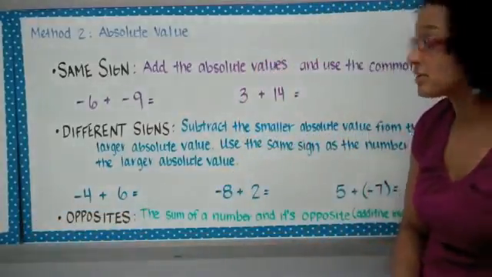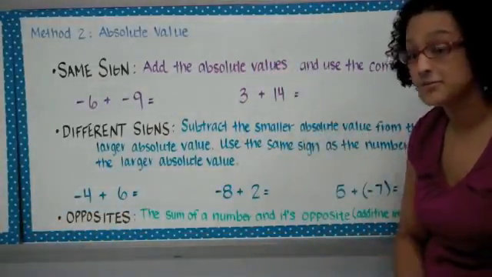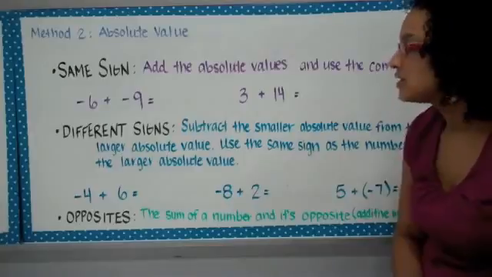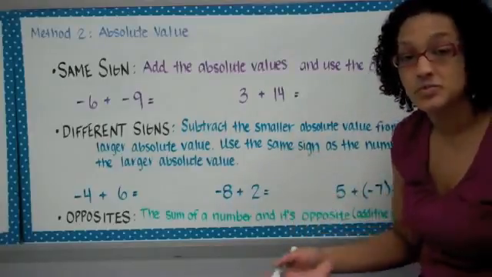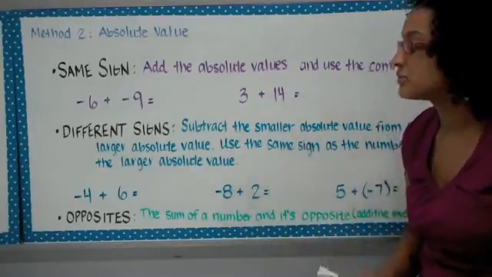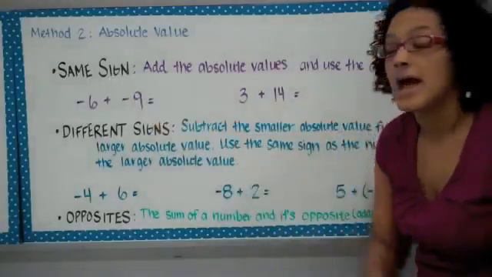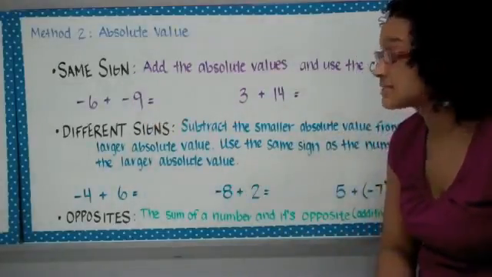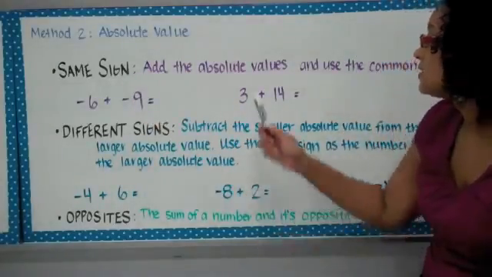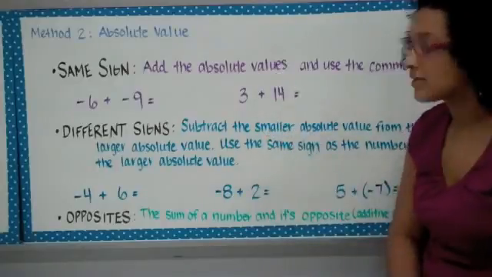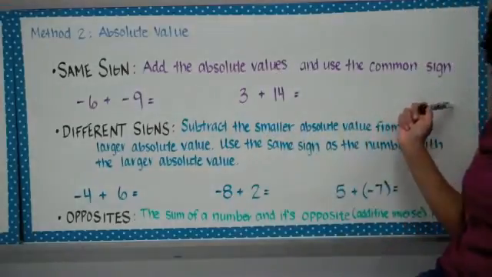The second method we're going to talk about uses absolute value. So this is one of those things where there's rules and you just have to memorize the rules. If we're adding 2 numbers with the same sign, we add the absolute values together and we use the common sign.